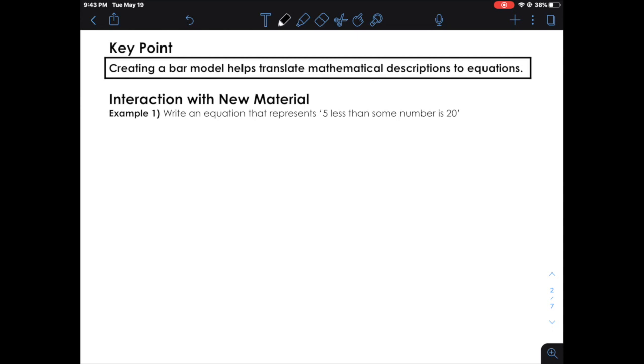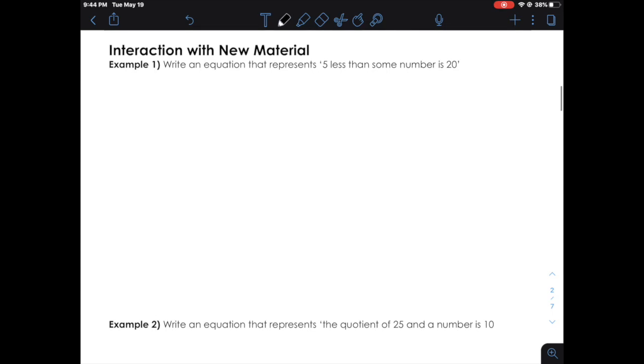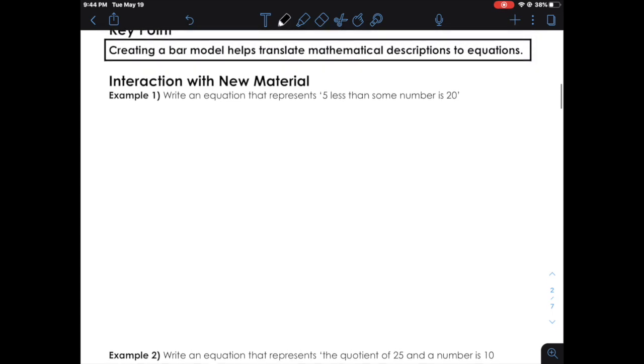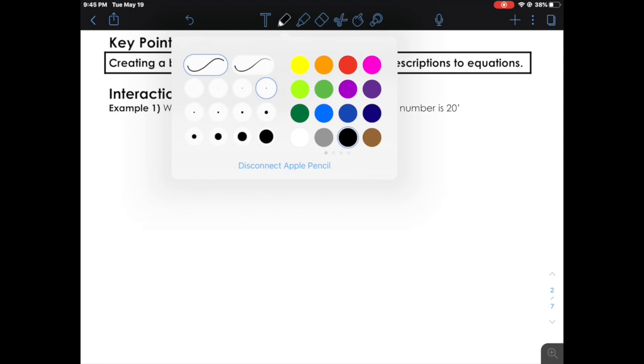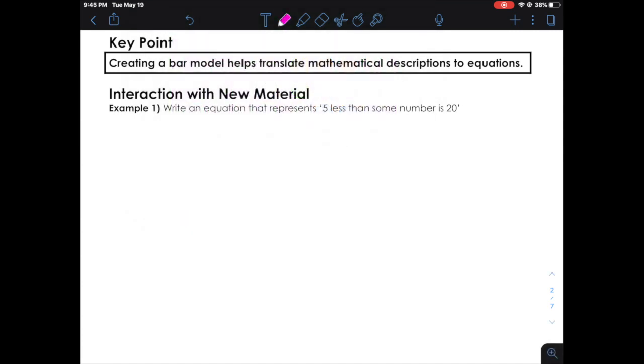Key point for today's lesson says creating a bar model helps translate mathematical descriptions to equations. So let's start with the interaction with new material example number 1. It says write an equation that represents 5 less than some number is 20. First thing I'm going to do is start by marking up my text. So we have 5 less than. We're subtracting 5 because less than tells me subtract.